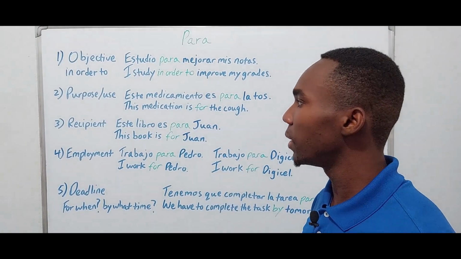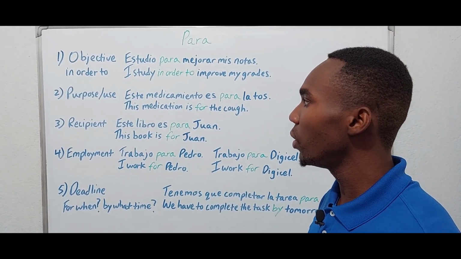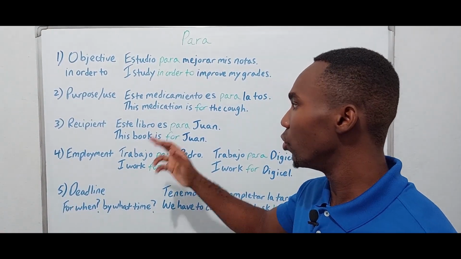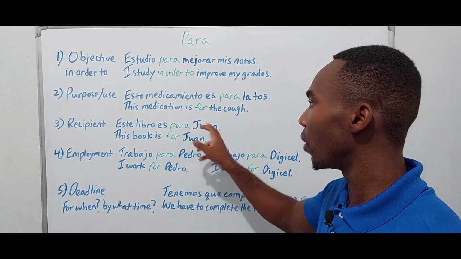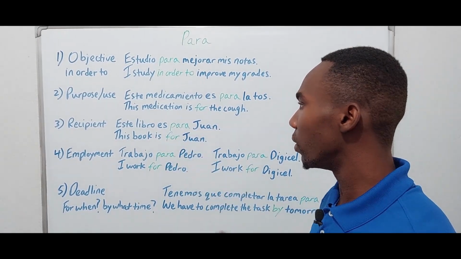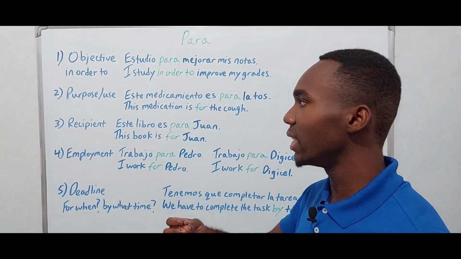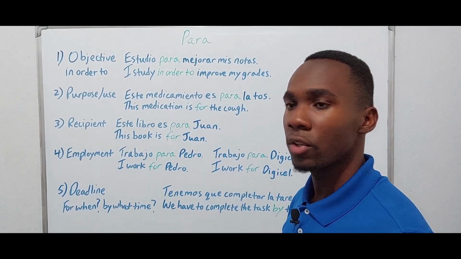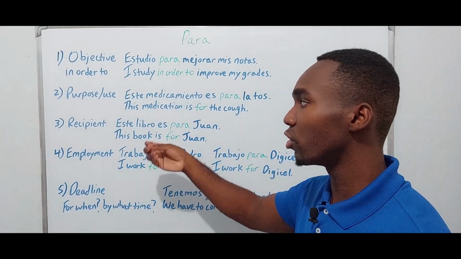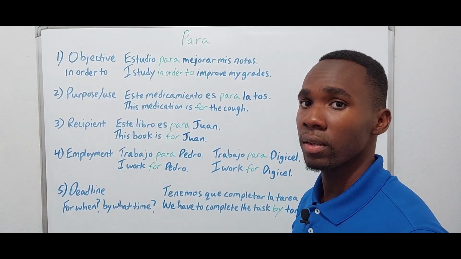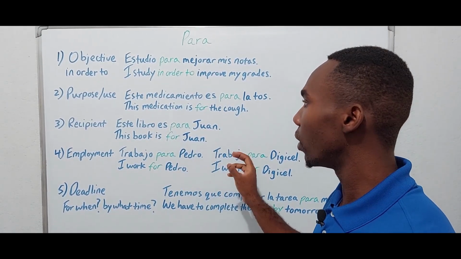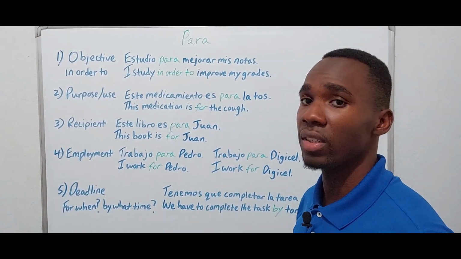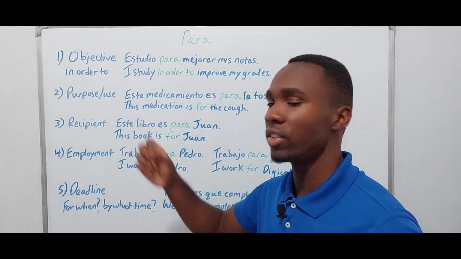3. Recipient. So when we want to say that something is for someone, we would use para. So "este libro es para Juan." This book is for Juan. So Juan is the intended destination. But this destination is a person, right? So he is the one who is supposed to receive the book. So "este libro es para Juan" means that Juan is the person to receive the book, or the recipient.